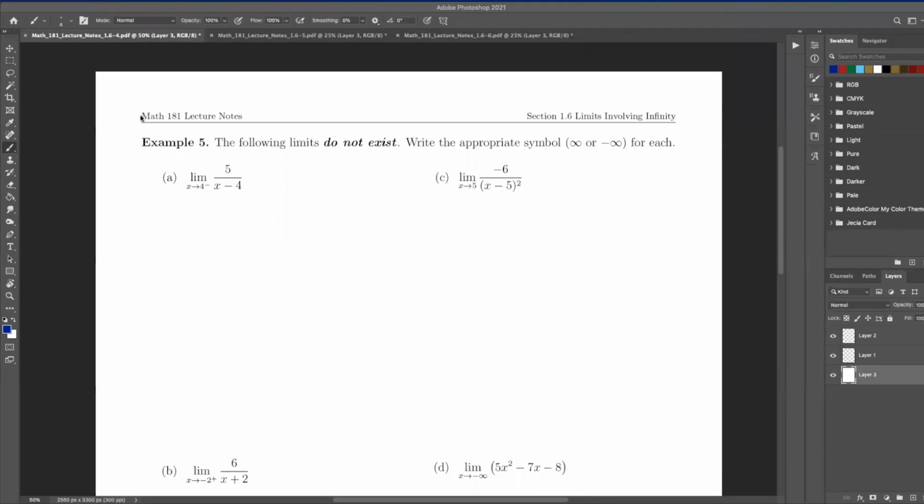Okay, so let's go ahead and close. Hold on, where's my star? There we go, let's put a little star. All right. So these don't exist, but we're just going to use the appropriate symbol. So here, we're going to look at this one.